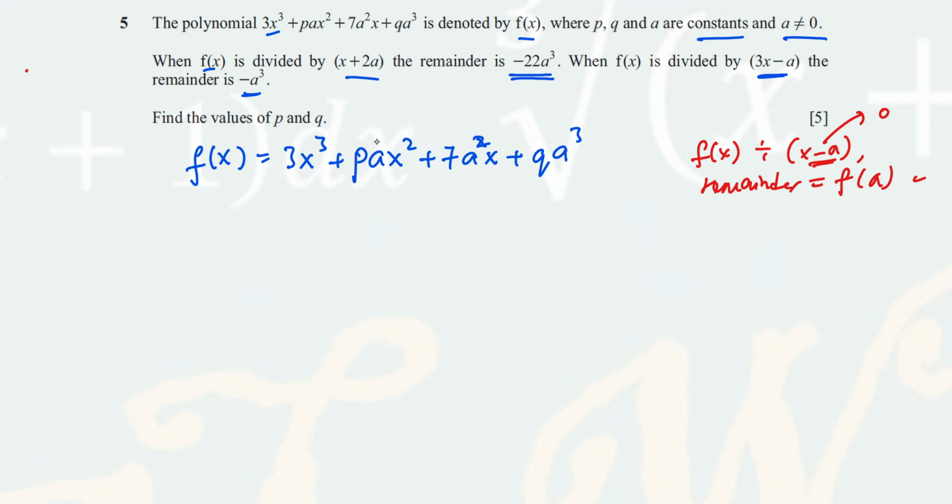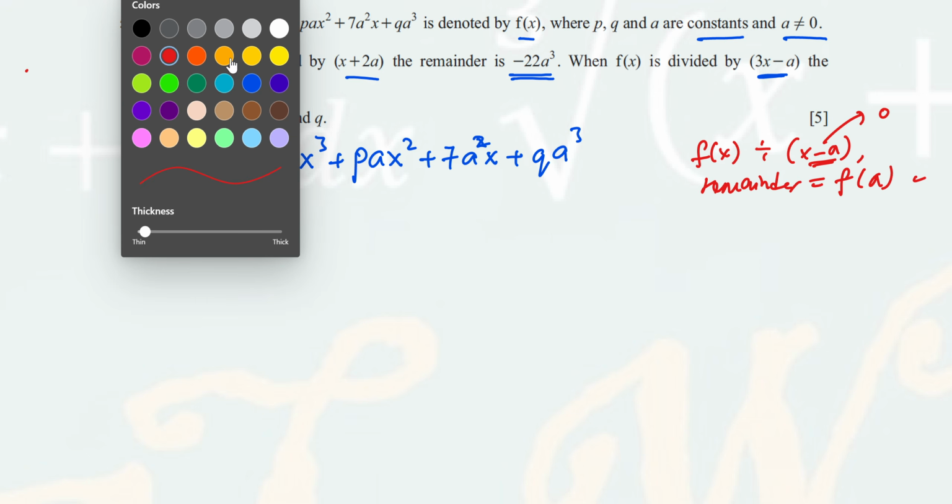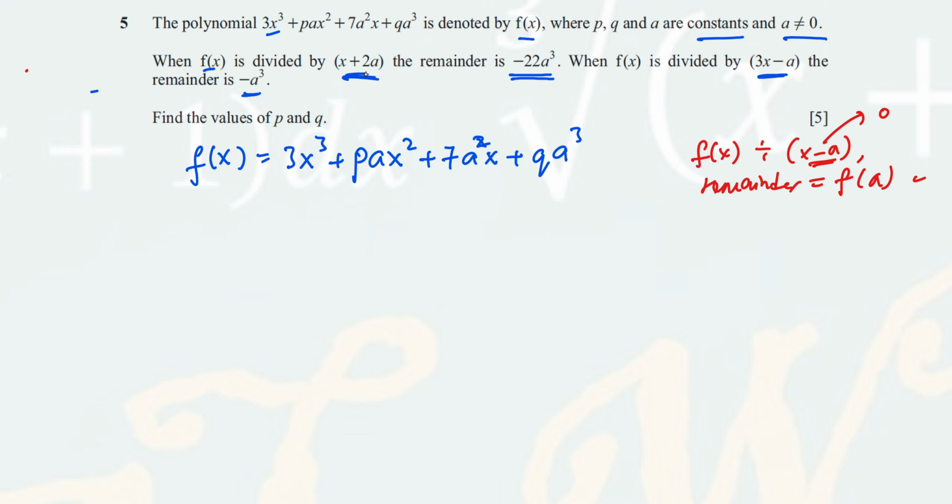Okay, so I'm going to use this remainder theorem. Now, look at the question here. f(x) is divided by x plus 2a. So I will let this be 0. Therefore, your x is going to be negative 2a. So I will say my remainder is this, which means f of minus 2a equals minus 22a cubed.